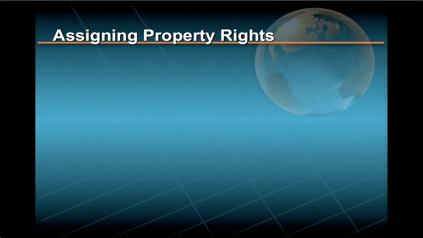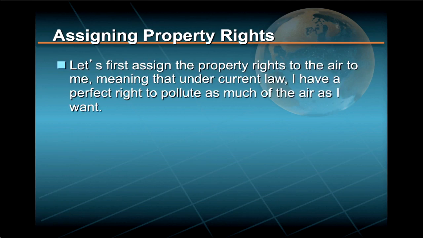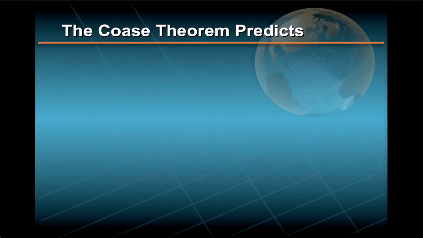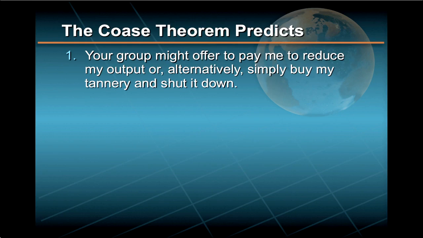In thinking about how we might resolve this problem between us, let's first assign the property rights to the air to me, meaning that, under current law, I have a perfect right to pollute as much of the air as I want. How might Coase-type bargaining between your group and me resolve this situation? Well, the Coase Theorem predicts that your group might offer to pay me to reduce my output, or alternatively, simply buy my tannery and shut it down.